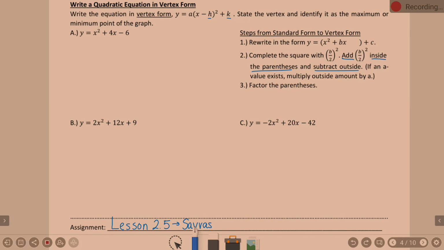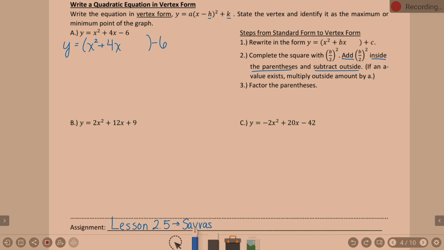y equals x squared plus 4x minus 6. First thing it asks us to do, rewrite it in this form. So basically, you're taking x squared plus bx and you're separating the c. So y equals, I'm going to put in parentheses, x squared plus 4x. I'm going to leave a gap, and then I'm going to put my minus 6 outside the parentheses. Are we good there? That's all step 1 is. If there's an a value, it's going to be a little trickier, but no a value here. So that's all step 1 is in this case.